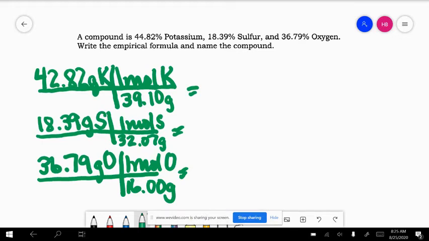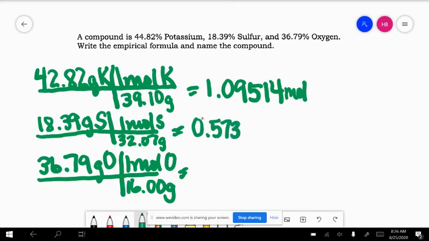42.82 divided by 39.10 means that if I had a 100-gram sample, 1.09514 moles of it would be potassium. And if I had a 100-gram sample, the part that would be sulfur would be 0.57343. Now, I'm going to carry around a lot of digits in these particular types of problems.